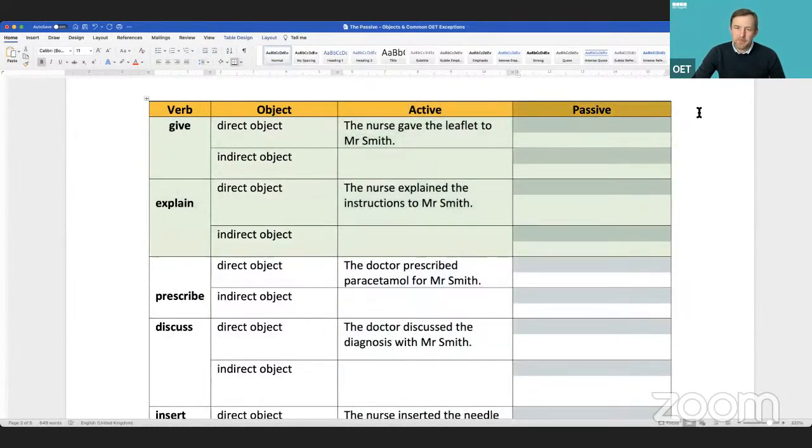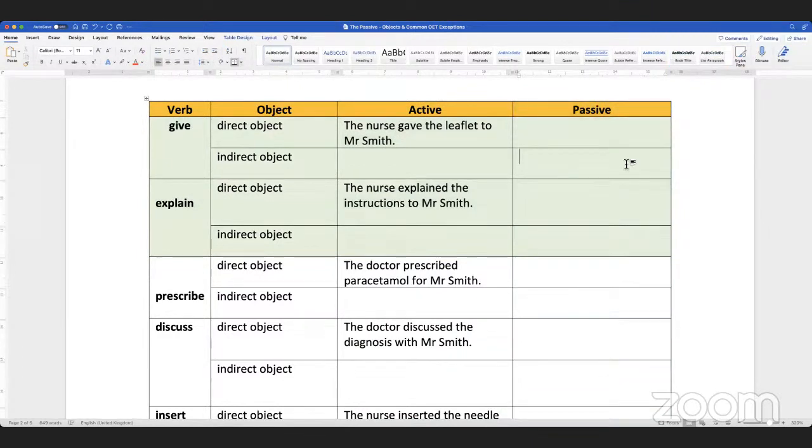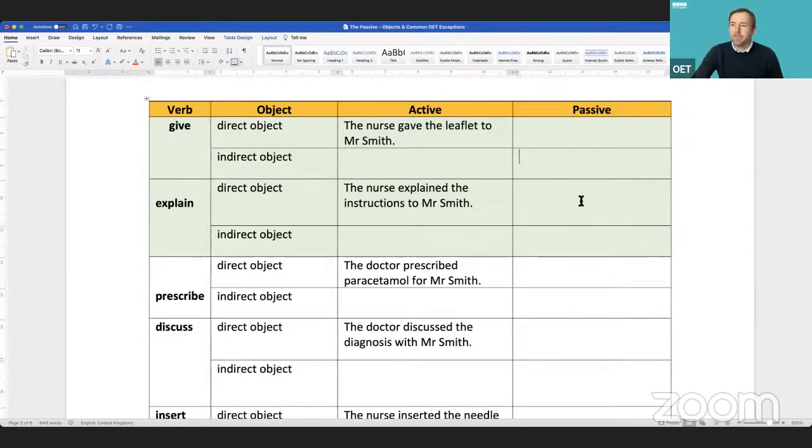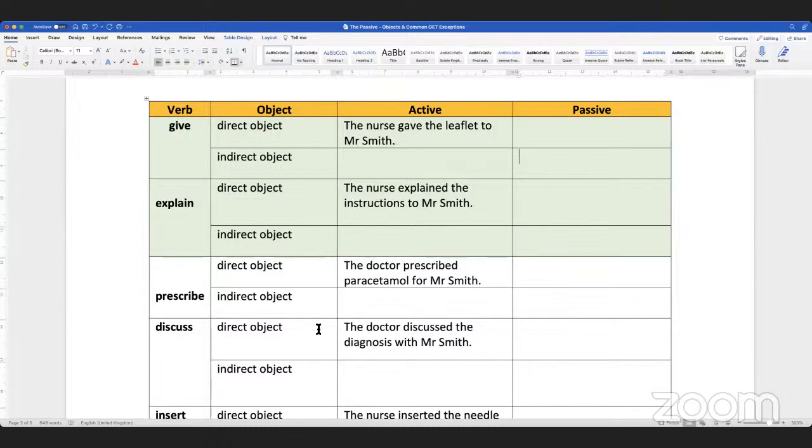Asia, do you have a question? Yes, Paul. Sorry. Is the indirect object always a human being? No, it could be a dog, or an organization, or anything that can receive a benefit from another action. Okay, thank you.